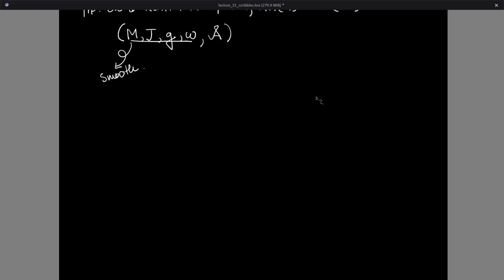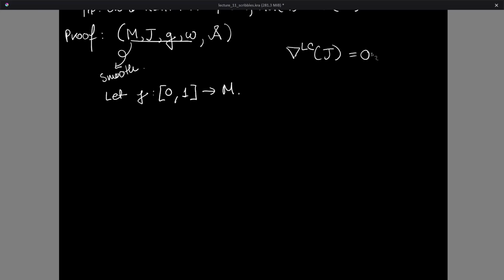So what is the proof? Let's start the proof. Let gamma be a smooth curve. From the definition that we're using, definition 2 of the Kähler manifold, nabla^LC of J is equal to 0. Let's expand this out. If we restrict it to the curve, then we get nabla_gamma of J(S), where S is a vector field, is equal to J of nabla_gamma of S. That's what it means.